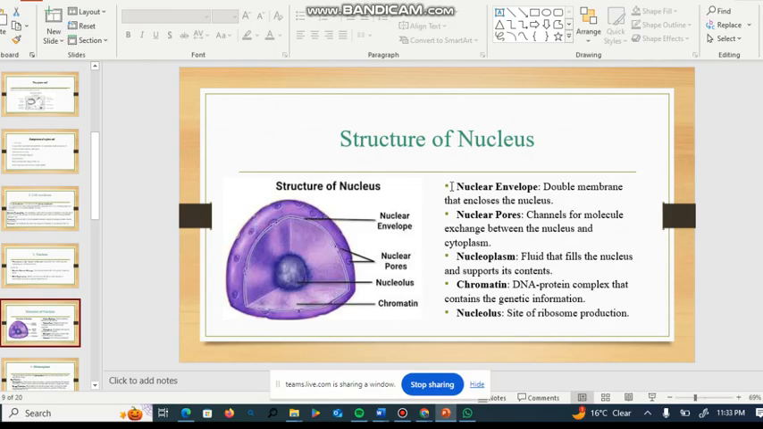The other thing we are looking at is the structure of the nucleus. As you can see on your screen, that's the structure of the nucleus. It has structures such as nuclear envelope, nuclear pores, nucleolus, and chromatin. So Faith, take us through the functions of those structures.